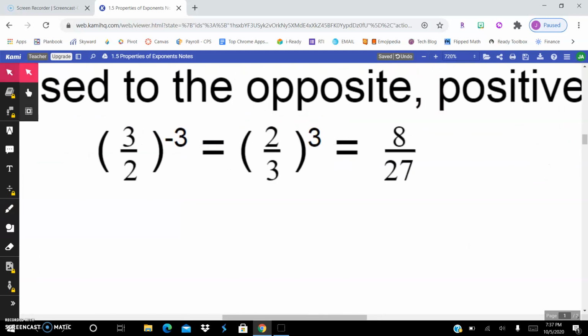Then if you start off with a fraction, you simply just flip that fraction or find its reciprocal. So 3/2 becomes 2/3, and then the -3rd exponent becomes a +3, and you distribute that 3 to both the numerator and the denominator, and 2 to the 3rd power is 8, and 3 to the 3rd power is 27.